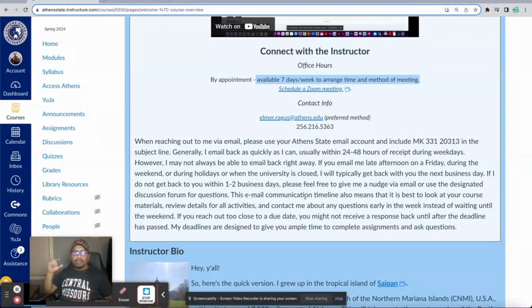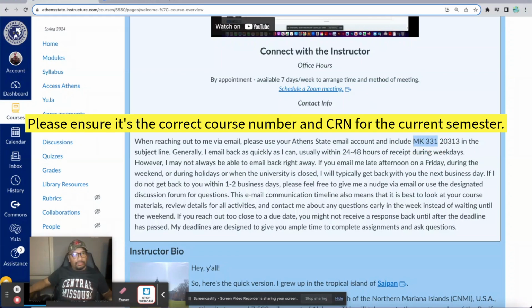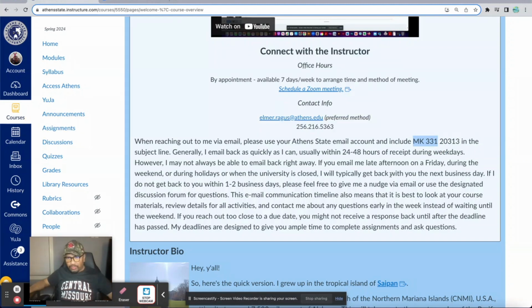Now, this part right here about contacting me. When you reach out via email, please include the course number. So marketing 331, and then whatever the CRN number is for your class. I have several sections, several classes per semester. And when I get an email without this information, I have to spend another minute or two looking for information so that I can get an idea of what's going on.